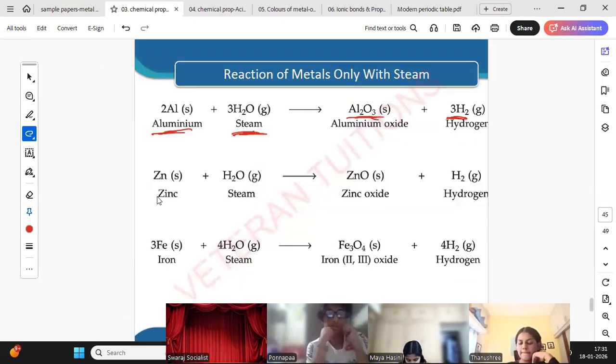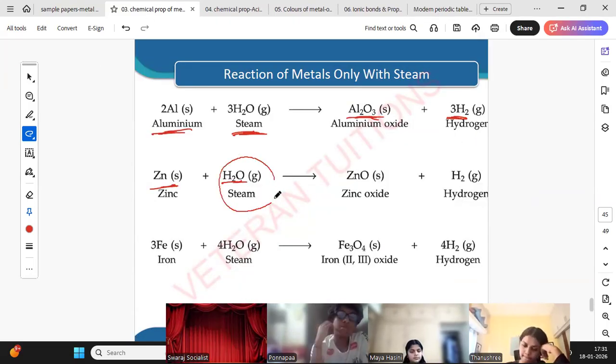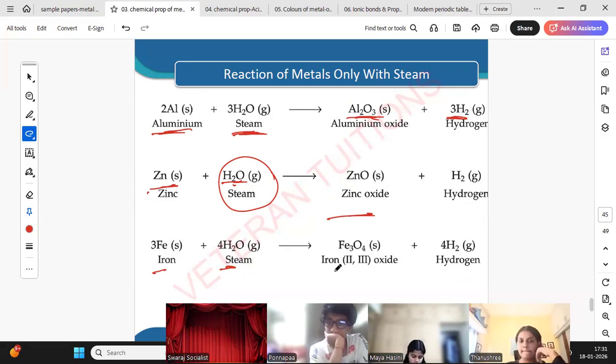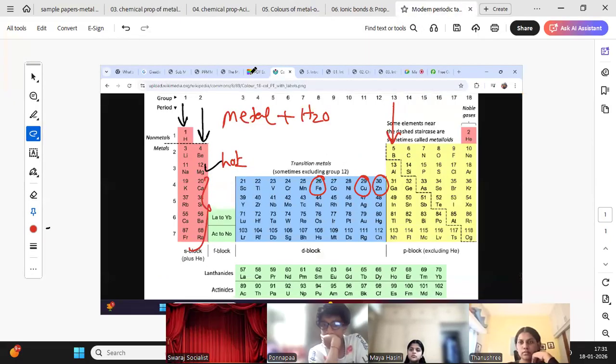What are those? Zinc also reacts with water, but only in the steam form. Zinc oxide, metal plus steam, metal oxide. Iron, metal plus steam, metal oxide. Like that. Okay, so in that way, we have come to the conclusion.